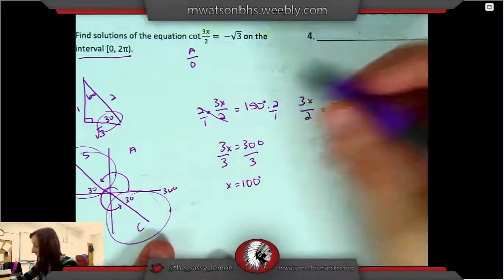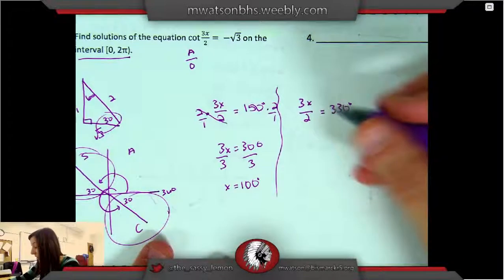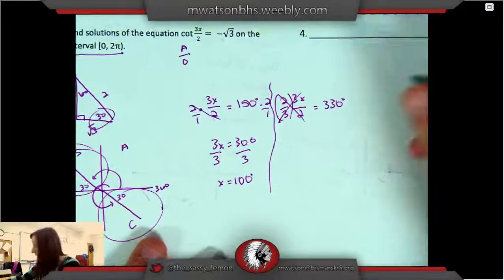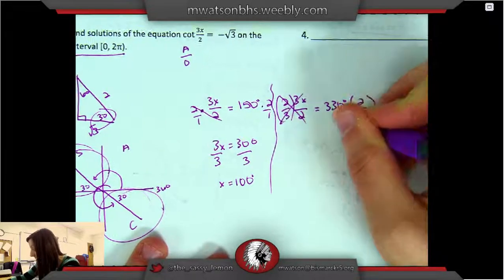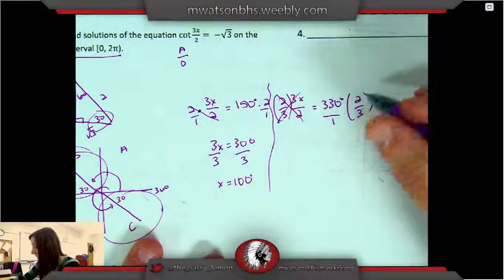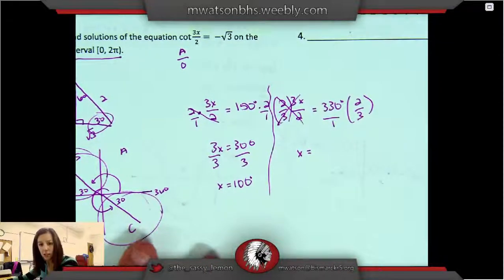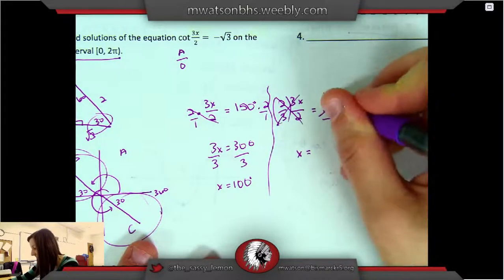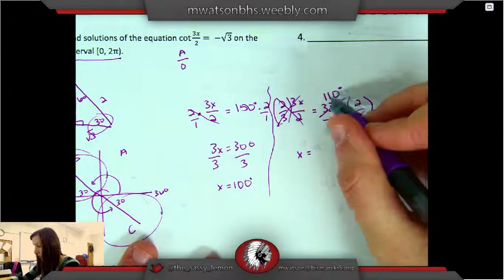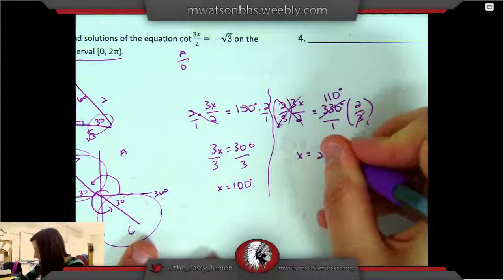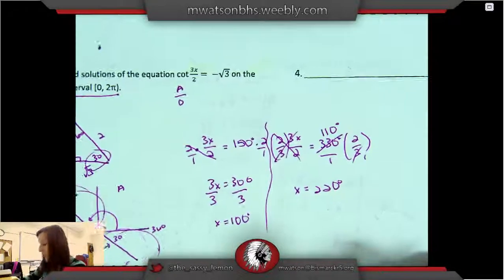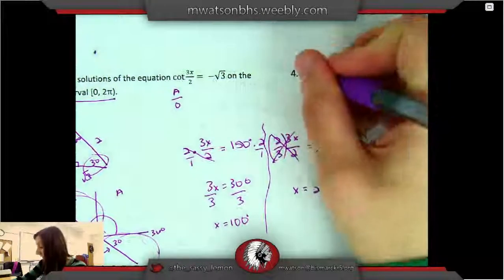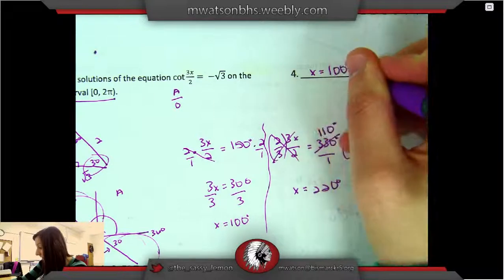Another way that you can do it in one step is to multiply by the reciprocal, 2/3. And they'll cancel out. And when you go over here, you'll also multiply by 2/3. And so this is the way that I do it because it's quicker. I can see that 3 goes into 330, gives me 110 degrees. So then I do 110 times 2, and that's 220. So my two solutions here that are in between 0 and 360 are going to be x equals 100 degrees and 220 degrees.